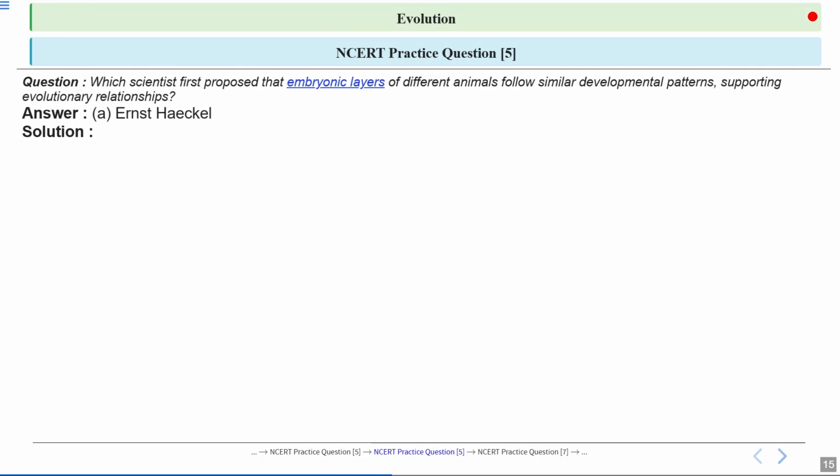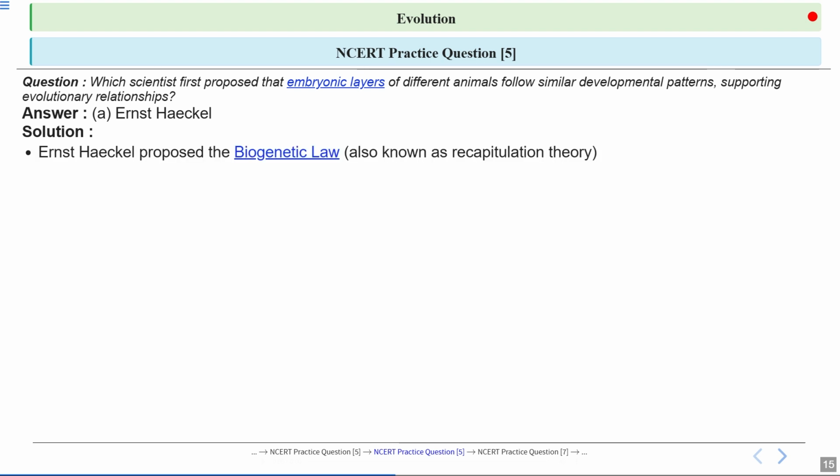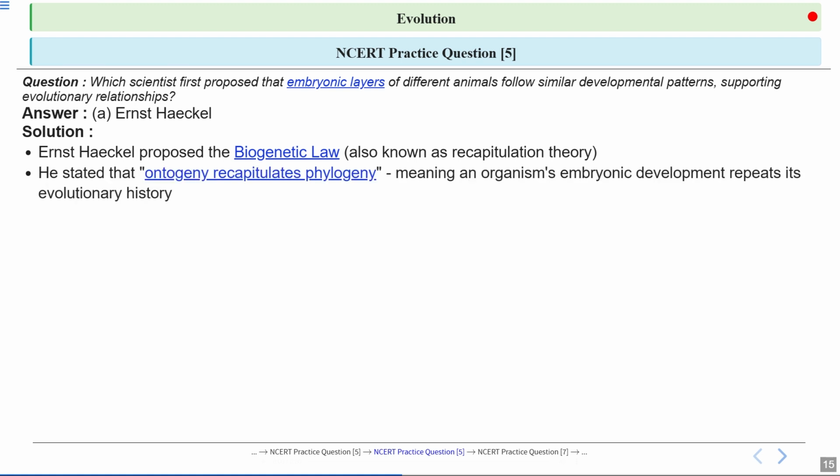So let's have a look at the answer. Option number A, Ernest Haeckel, is the correct answer. Ernest Haeckel proposed the biogenetic law, also known as the recapitulation theory. He stated that ontogeny recapitulates phylogeny. What does this mean? This means that an organism's embryonic development repeats its evolutionary history. So during the development of the embryo, ontogeny repeats the evolutionary history.